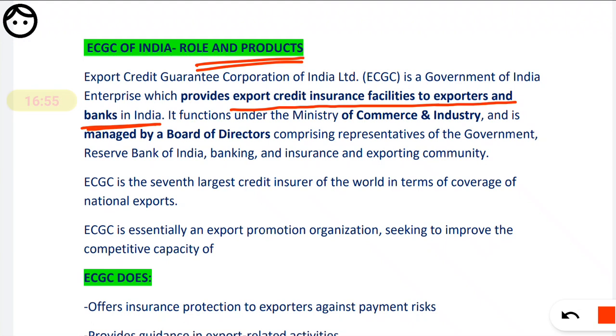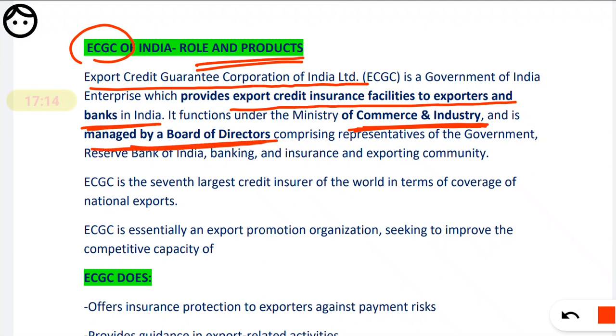And always remember that ECGC stands for the Export Credit Guarantee Corporation of India. It functions under the Ministry of Commerce and Industry, and it is mainly managed by the Board of Directors.